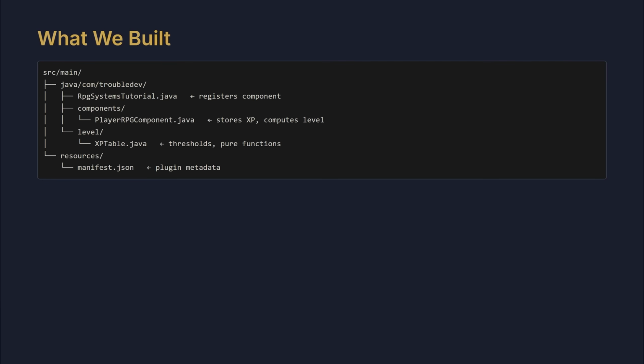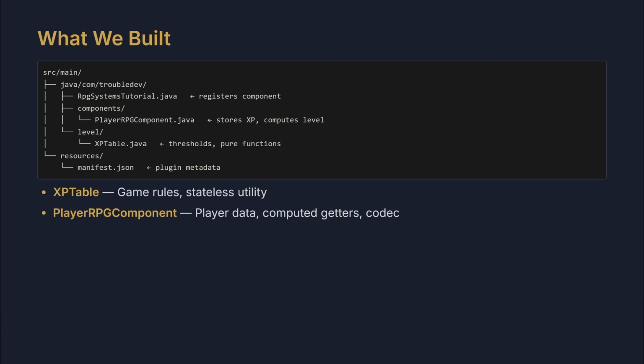So this is what we have built so far. We have our XP table class inside the level package, which has game rules and stateless utilities. And we have the player RPG component, which has player data, computed getters, and codecs. And we have our main file, which registers all the components at startup. And we have our manifest. So please make sure to compile your project and test it out and load it inside your Hytale server to see if everything works as intended.